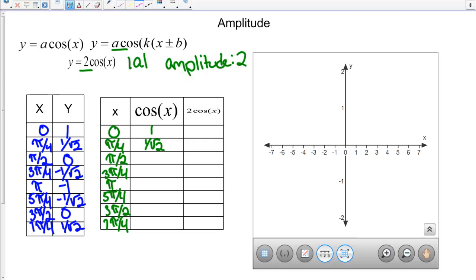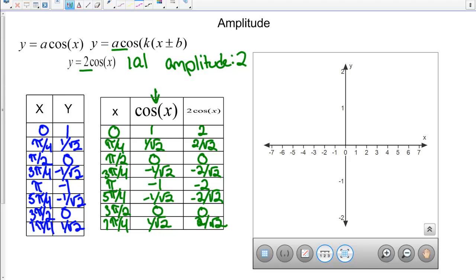1, 1 over square root of 2, 0, negative 1 over square root of 2, negative 1, negative 1 over square root of 2, 0, and 1 over square root of 2. Now we're going to take this second cosine column and we're going to multiply it by 2 to get our third column. So we're going to get 2, 2 over square root of 2, 0, negative 2 over square root of 2, negative 2, negative 2 over square root of 2, 0, and 2 over square root of 2.